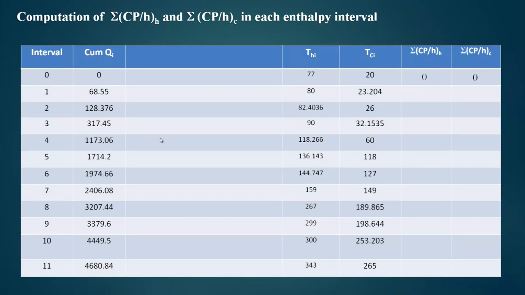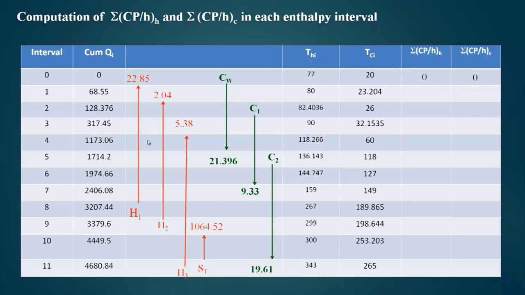Now, for computation of the area target, we will have summation Cp divided by h values for hot and summation Cp by h values for cold. Now, these are our streams. And these are the heat transfer coefficients available for different streams. Like for H1, the heat transfer coefficient is 0.1, for H2 it is 0.04, for H3 it is 0.5. And for the steam it is 0.05, for cold water this is 0.2 and so on and so forth. So, we have to fill up these two columns.